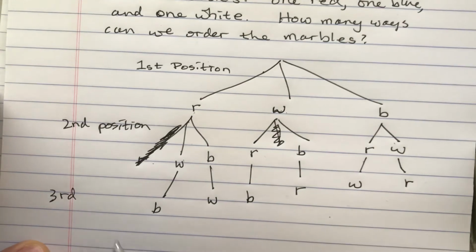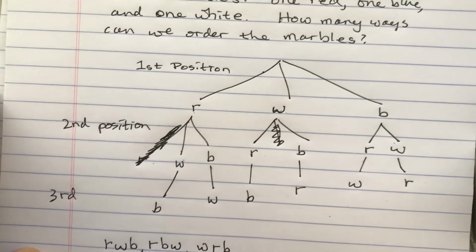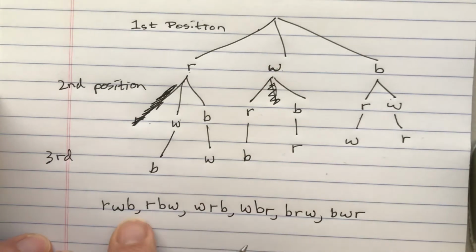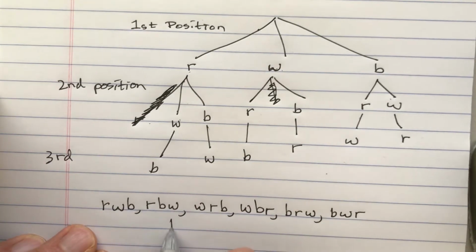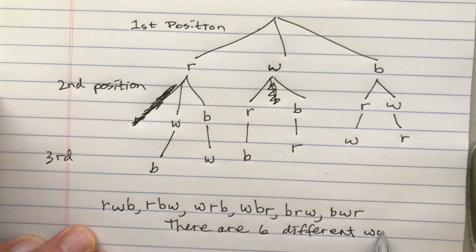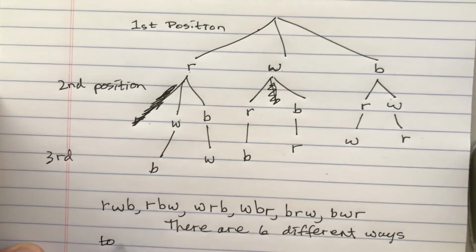So you can list these. You have RWB, RBW, WRB, WBR, BRW, BWR. Okay, now the question was how many are there? There are six different ways to order these.